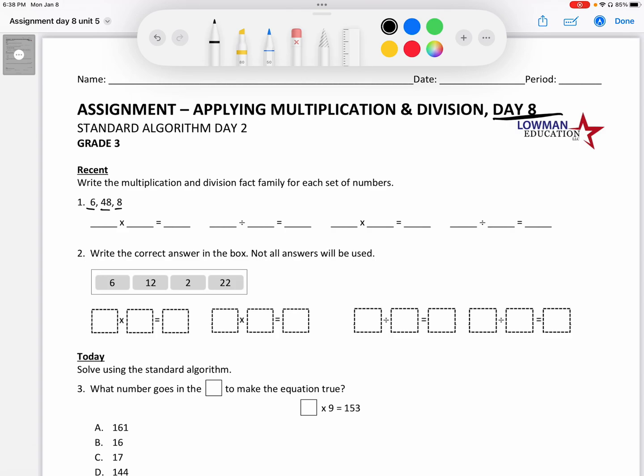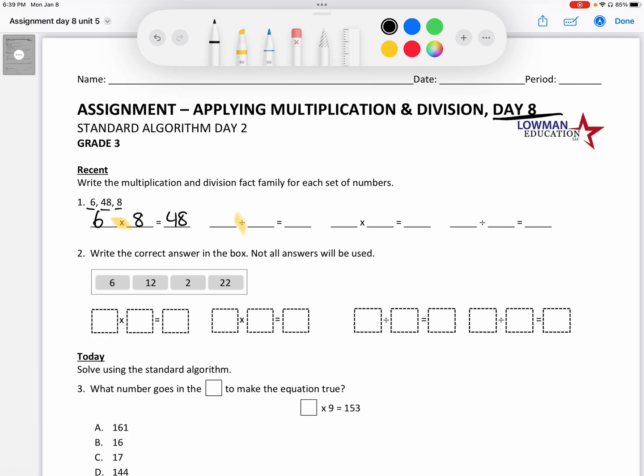The first problem I need to write is going to be a multiplication problem, and I know that because the operation here is a multiplication sign. If I tried to say 6 times 48 is 8, that wouldn't work out for me. That wouldn't be correct. So my multiplication sentence here is going to be 6 times 8 is 48, and that is right and true and wonderful.